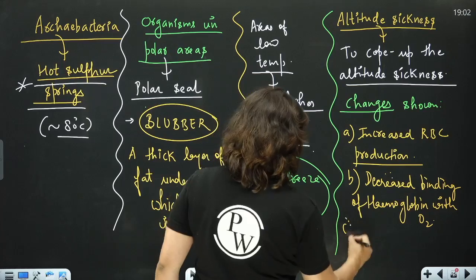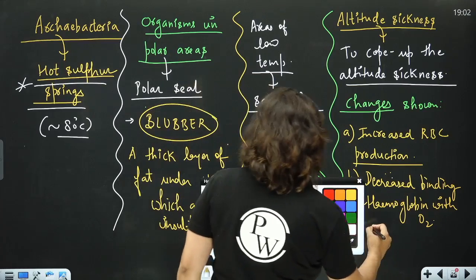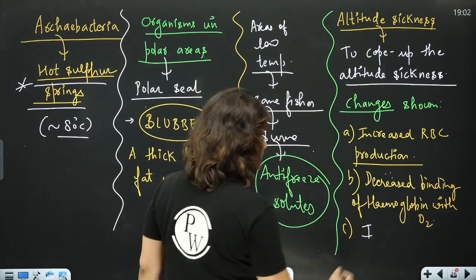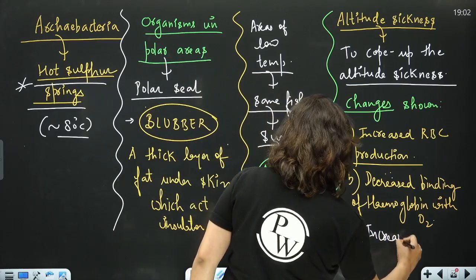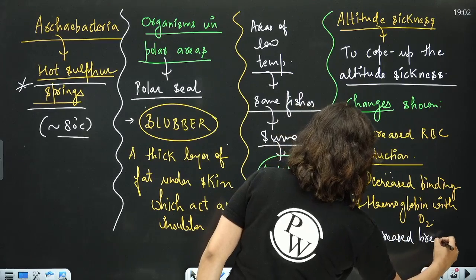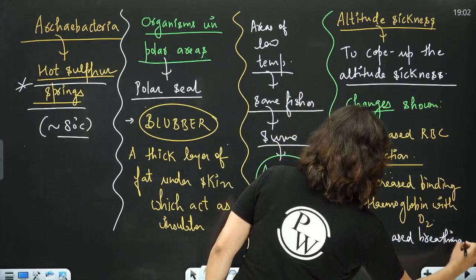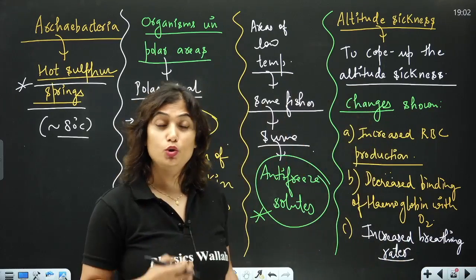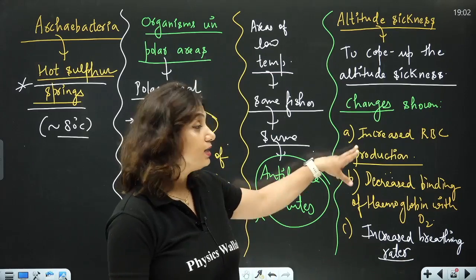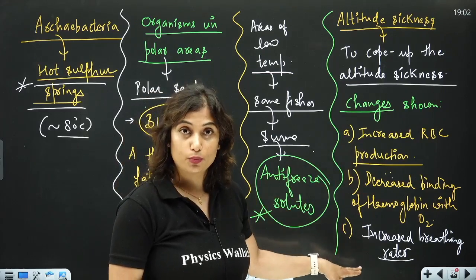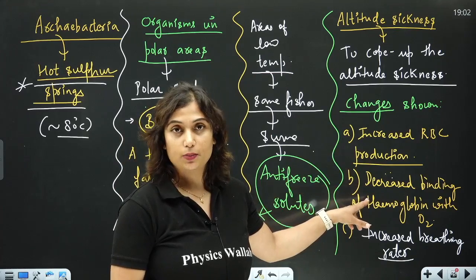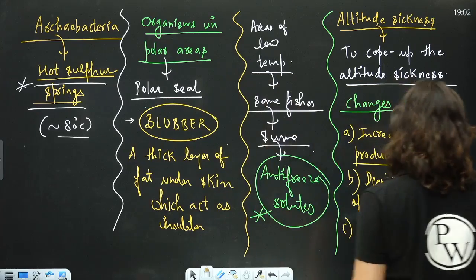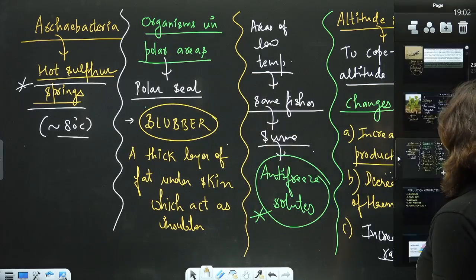And then increased breathing rate. Because we need more and more oxygen, the breathing rate gets increased. This question comes directly: what are the different changes that the organism shows to cope with altitude sickness? Increased RBC production, increased breathing rate, and decreased binding capacity of hemoglobin with oxygen. Okay, so these are the different examples of adaptation.